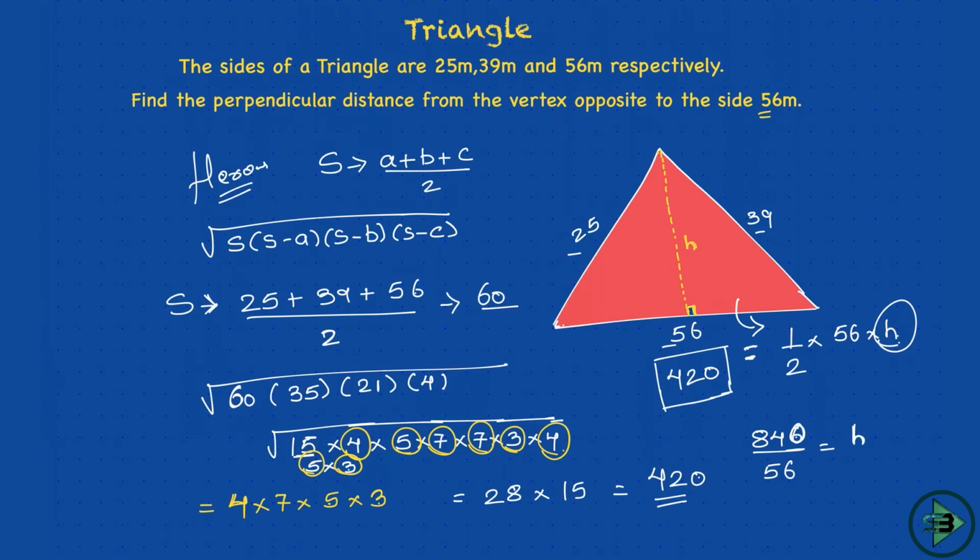What is the answer that you get? It's 15. So h, the height, comes out to be what? 15, and that is my final answer. The height of this equilateral triangle is nothing but 15 what? Meter, because everything here is in meter.